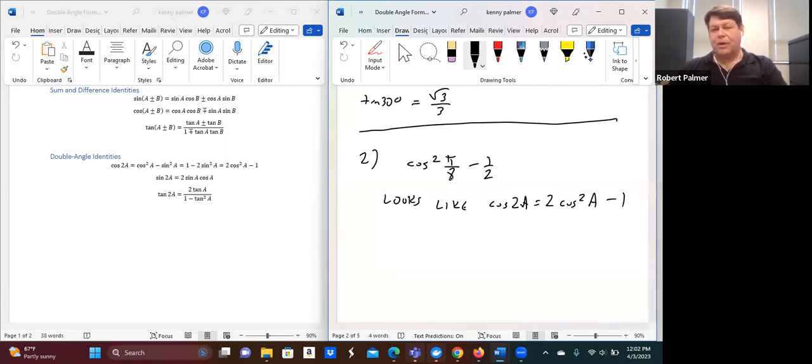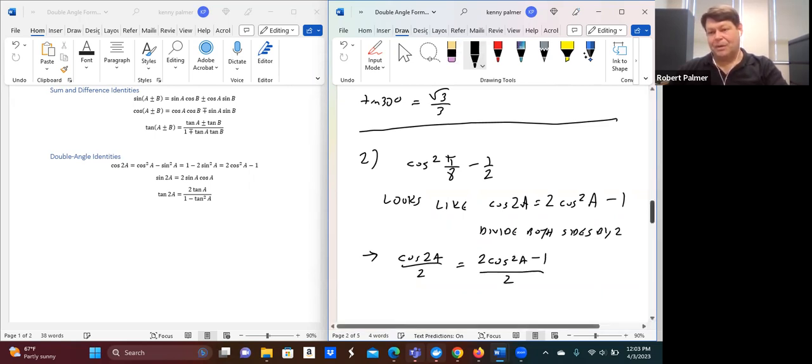Here we're missing a 2 out front, and this also is divided by 1/2. But we can actually make that happen if we divide both sides by 2. That gives me cosine of 2a over 2 is equal to, if I divide both sides of this by 2, 2 times the cosine squared of a minus 1 over 2, and we can split this up into 2 fractions.